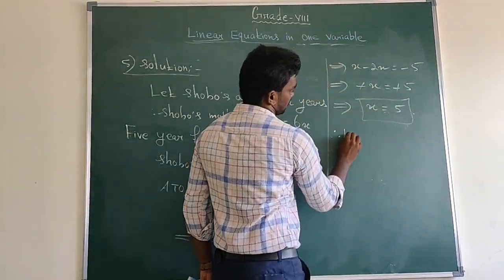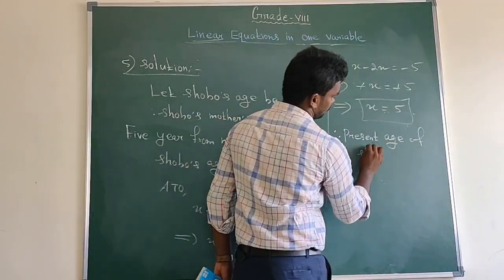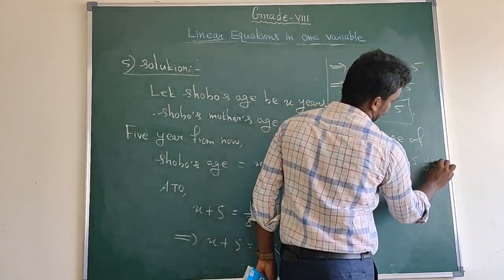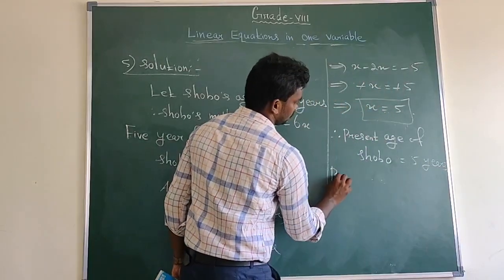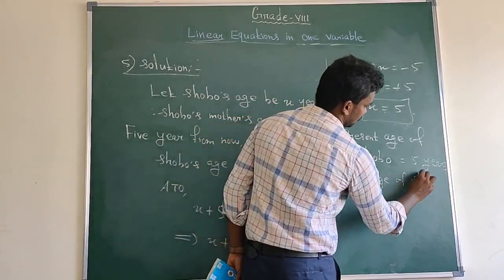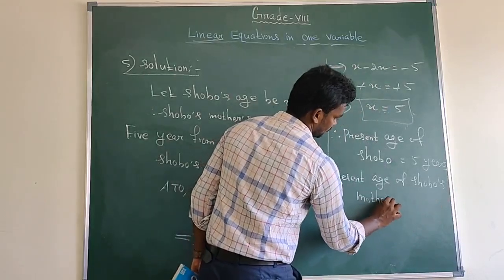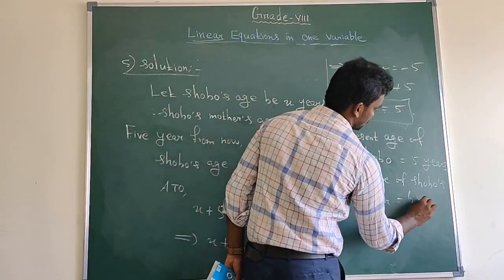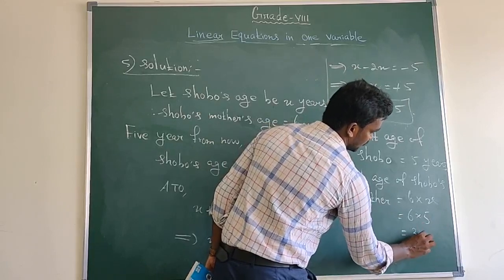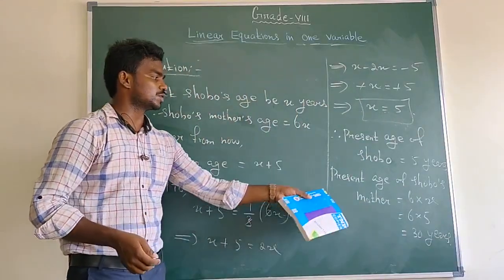Therefore, what is the present age of Sobo? The present age of Sobo is equal to 5 years. Then the present age of Sobo's mother: what is the age of Sobo's mother? 6 into x, that is 6 into 5, equal to 30 years. So Sobo's present age is 5 years and Sobo's mother's present age is 30 years.